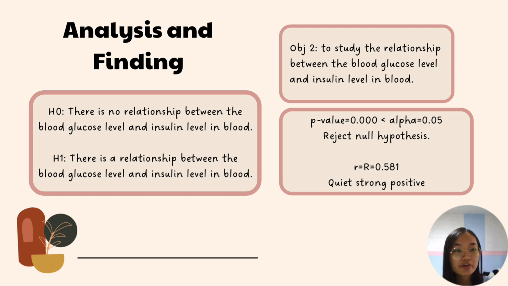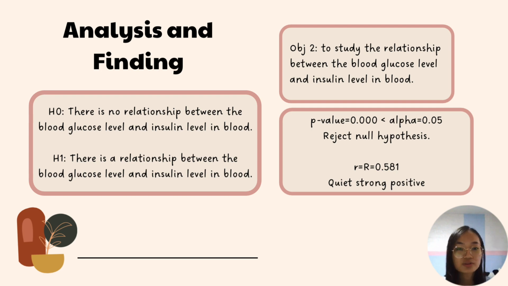Hence, we found out that the p-value is equal to 0.000, while our alpha is equal to 0.05. Therefore, the p-value is less than our alpha, and hence we reject the null. To ensure whether our relationship is strong or weak, we have to consider the R value, which is equal to 0.581, and it gives us a clue that it is a quite strong positive relationship since our beta is not equal to 0.